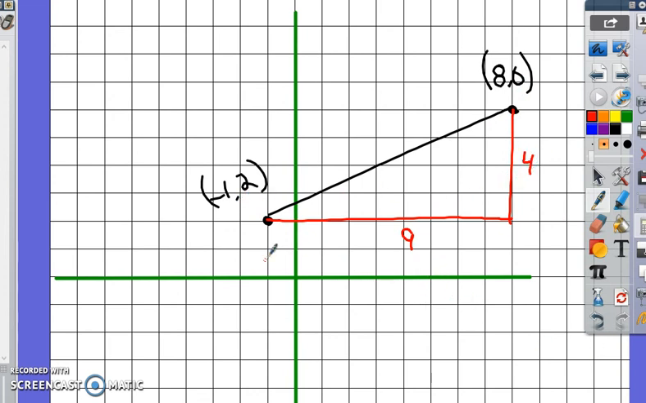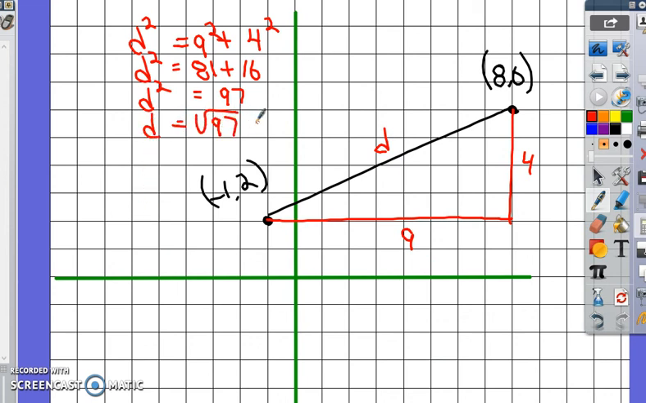Now we'll use those numbers in the Pythagorean theorem. So 9 squared plus 4 squared has to equal d squared. So d squared is 81 plus 16. Add those together, you get d squared is 97. Again, don't get tricked into thinking that this distance is 97. It's not, but the square root of it is. So 97. Calculate what that is, and you're good to go. All right, that'll do it.